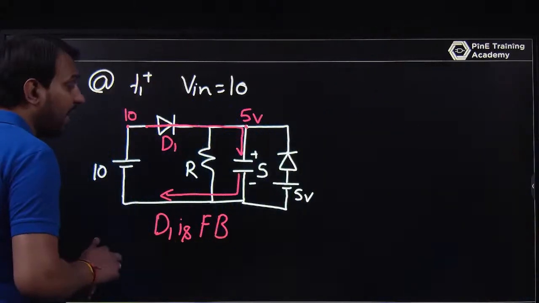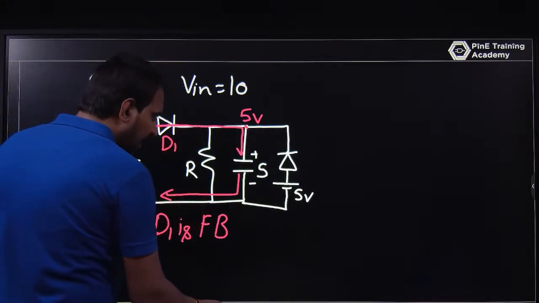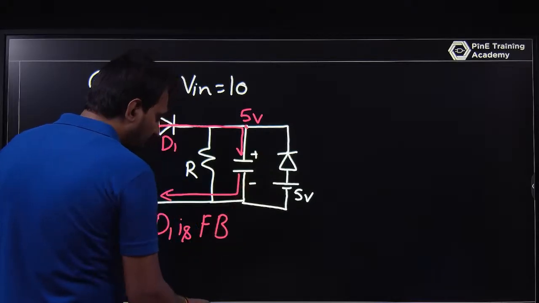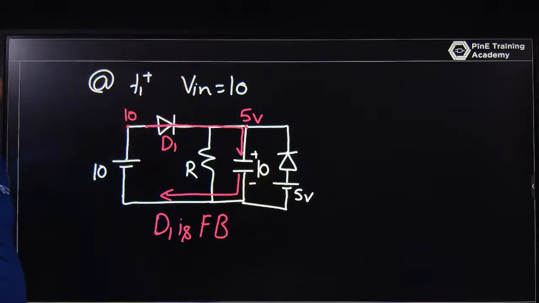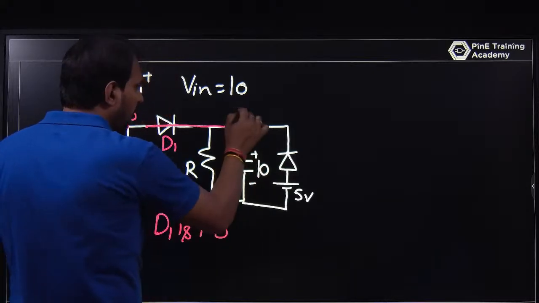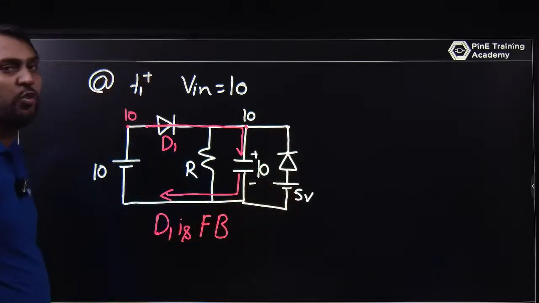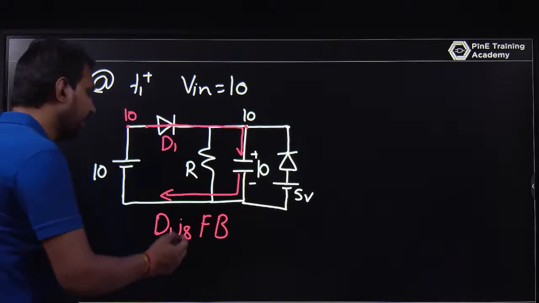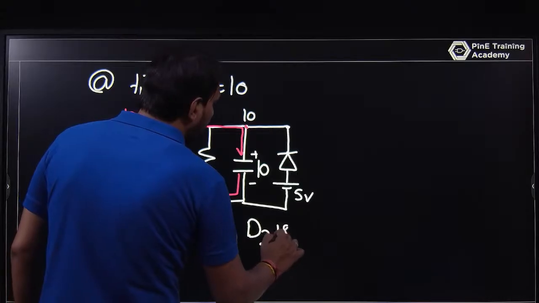The current through the capacitor is very large, and as per this, it will not maintain 5 volt, it will become 10 volt here. And if this is 10 volt, and this has 10 volt and this has 5 volt, D2 will be reverse biased. So in the second case, at T1 plus, D1 is forward biased and D2 is reverse biased here.